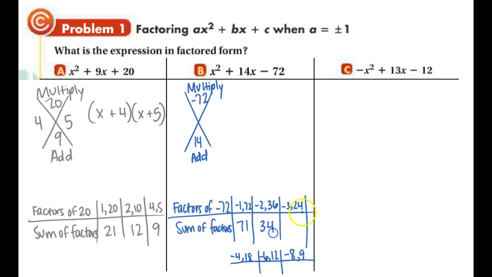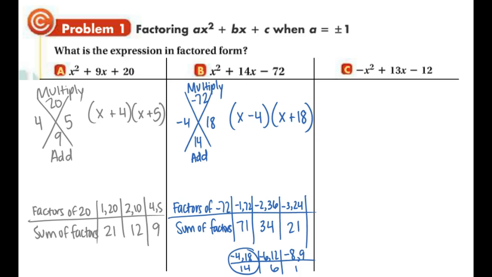71, 34, 21, 14, 6, and 1. So you can see that the factors -4 and +18 are satisfying our x method. So we want to take -4 and 18, and we want to write that in factored form. So x minus 4 times x plus 18.